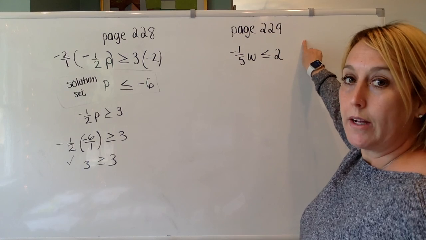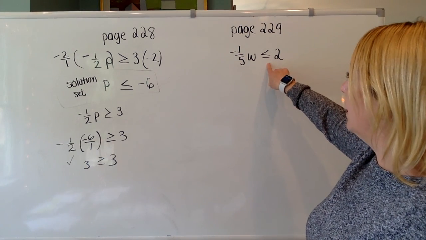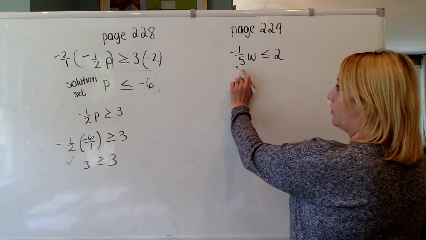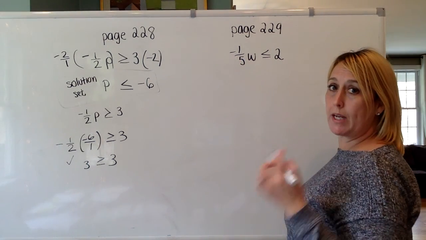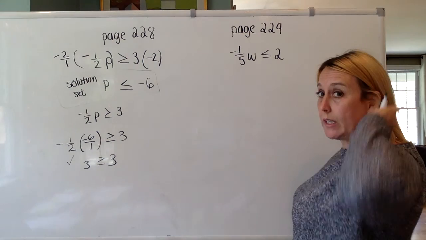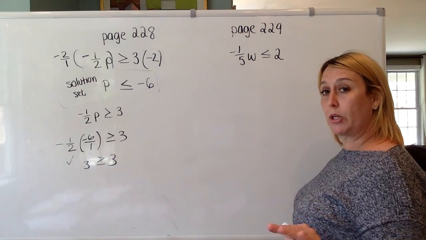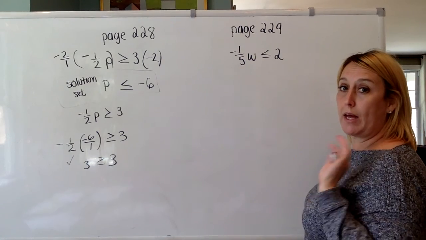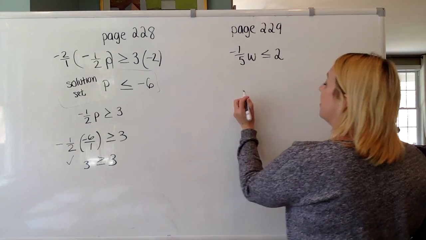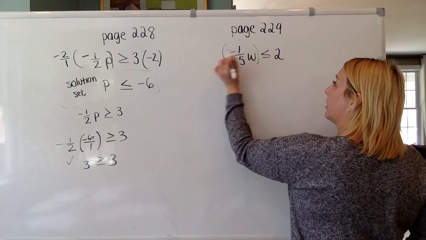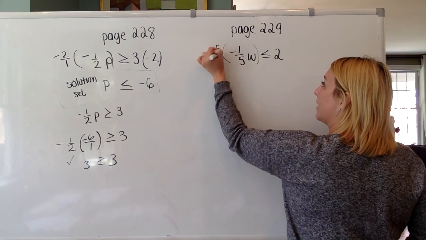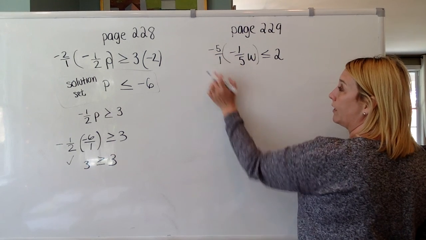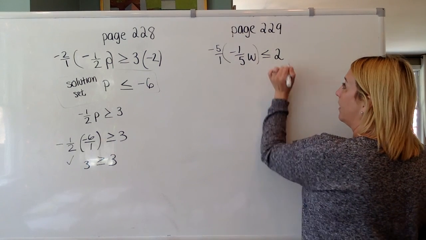So let's go over here, and now I'm on page 220. Negative 1/5 w is less than or equal to 2. So again, we've got a fractional coefficient. We know we're going to be multiplying by a negative. So with an inequality, as soon as I see a negative that I'm going to be multiplying by or dividing by, I have to be thinking in my head, I need to flip that inequality for my solution set. So I'm trying to isolate the variable, so I'm going to multiply by the reciprocal of negative 1/5. So the reciprocal of negative 1/5 is negative 5/1.